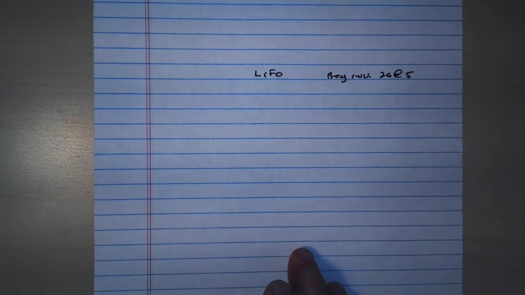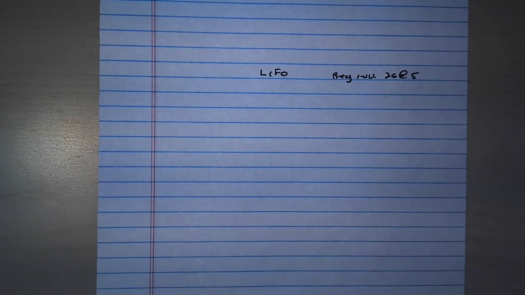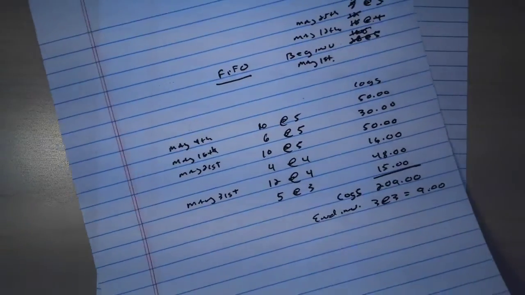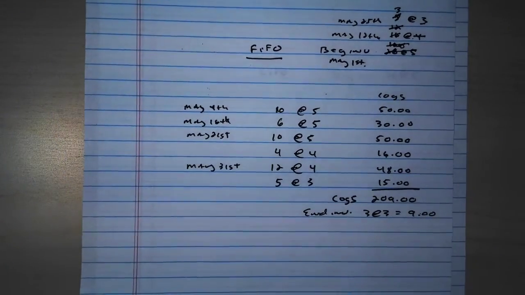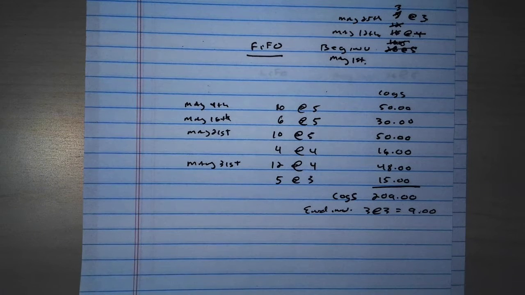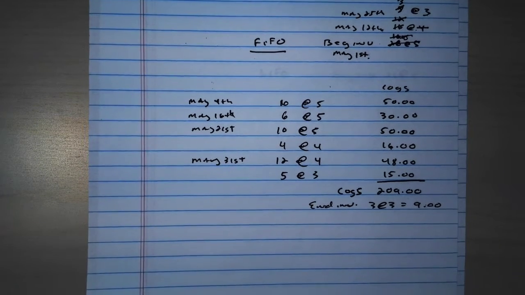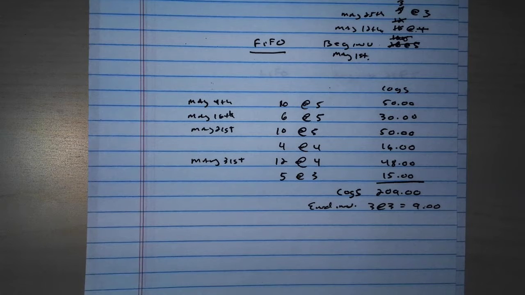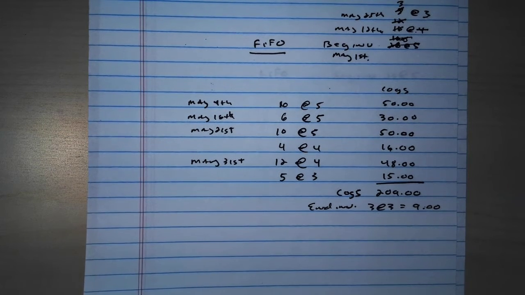All right, so the LIFO method. We used the FIFO method, and we saw that we had $29 of cost of goods sold. Ending inventory is valued at $9. So now, what's going to hit if we use... I'm sorry, the LIFO method.